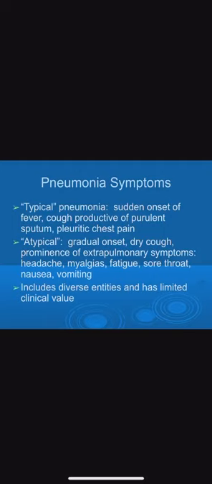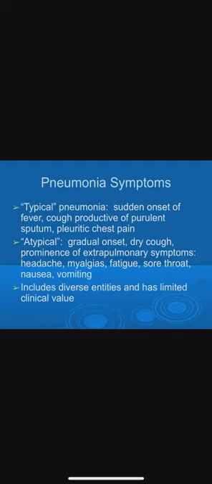So, pneumonia can be classified into typical pneumonia and atypical pneumonia. Typical is caused commonly by the microorganism Streptococcus pneumoniae, and the patient presents with sudden onset of fever, productive cough, and pleuritic chest pain. While atypical pneumonia is caused by microorganisms, for example mycoplasma, chlamydia, and legionella, and here the onset is gradual, and the cough is dry, with prominent extrapulmonary symptoms.